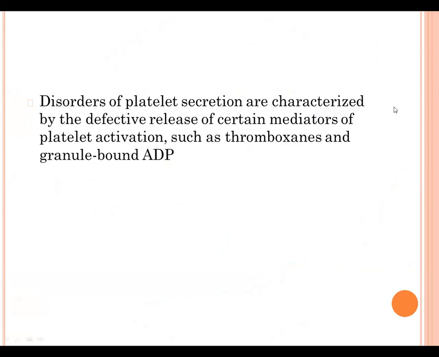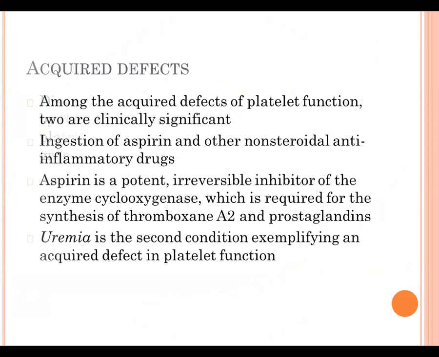Disorders of platelet secretion are characterized by defective release of certain mediators of platelet activation, such as thromboxane and granule contents like ATP. Some of the acquired disorders may be due to ingestion of aspirin and other NSAIDs. Aspirin is a very potent one that causes irreversible inhibition of the enzyme cyclooxygenase, which is required for the synthesis of thromboxane A2 and prostaglandins. Another condition is uremia, which may lead to platelet function defects.